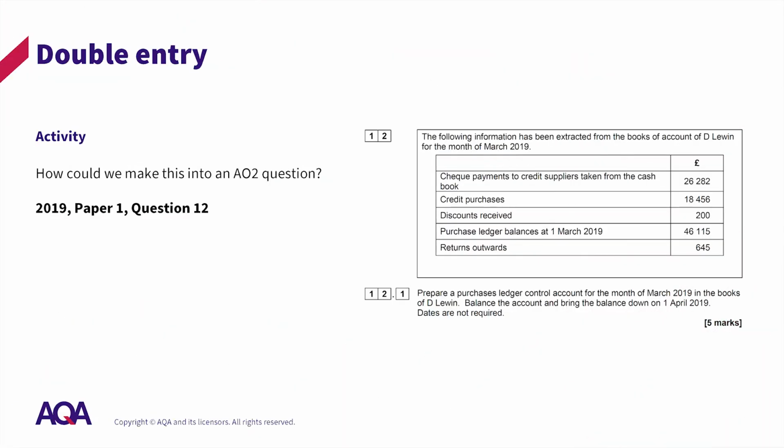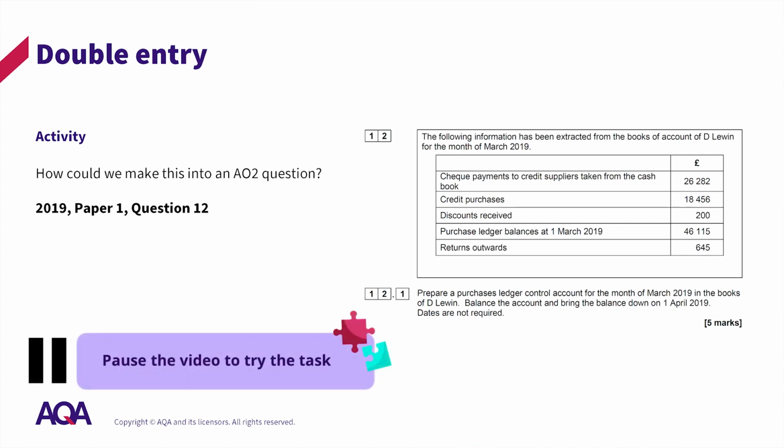On the screen is an example of an AO1 question from Paper 1 2019, asking students to prepare a purchases ledger control account. Pause the video to consider how this could be made into an AO2 question.